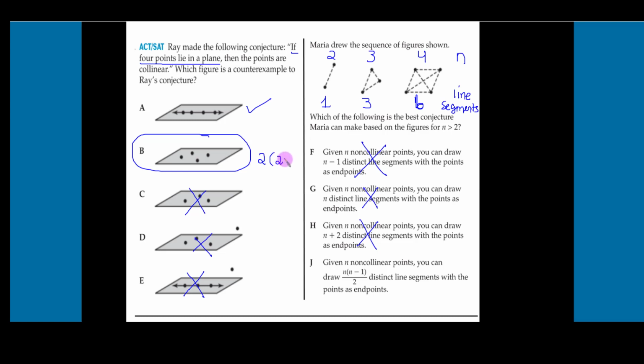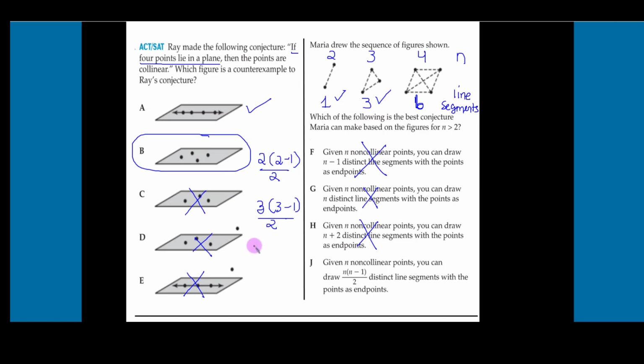2 points. We plug it into the formula, right? We're going to plug in 2 points here, 2 points there. And let's see. 2 minus 1 is 1. 1 times 2 is 2. Divided by 2 is 1. So that works for this. Let's try the 3. Then we plug in 3 minus 1 over 2. So 3 minus 1 is 2. 2 times 3 is 6. 6 divided by 2 is 3. And that matches what we got there.